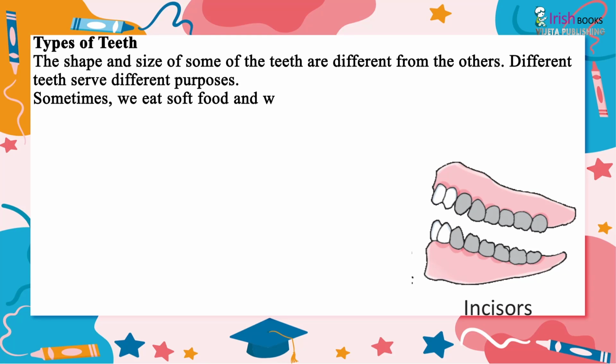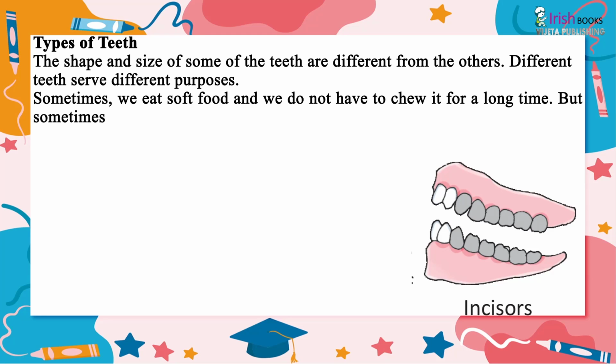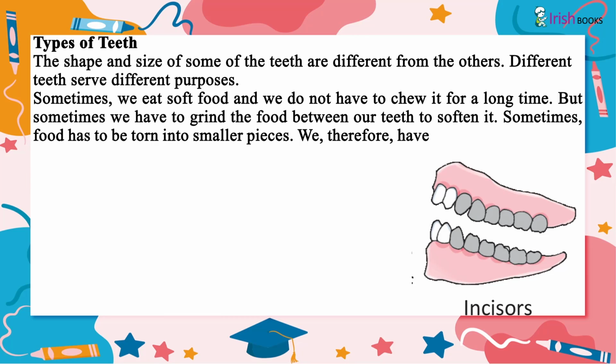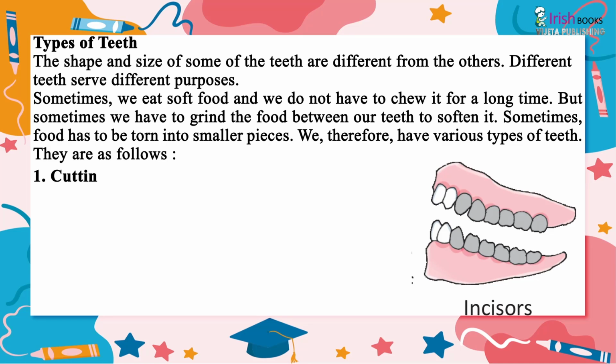Soft food and we do not have to chew it for a long time. But sometimes we have to grind the food between our teeth to soften it. Sometimes food has to be torn into smaller pieces. We, therefore, have various types of teeth.